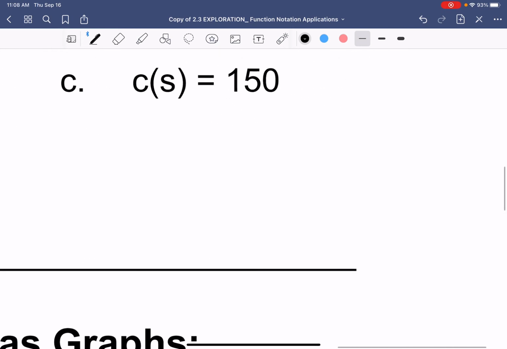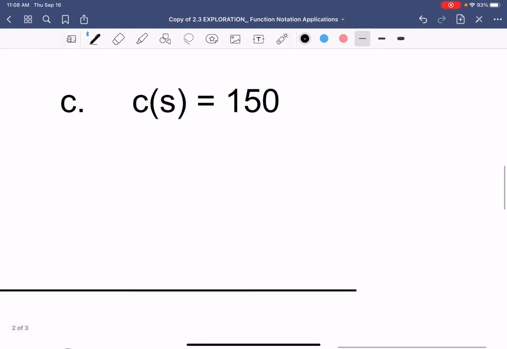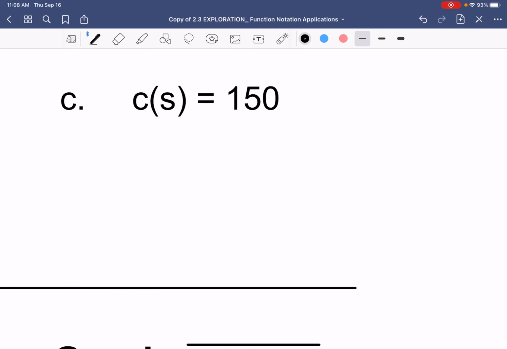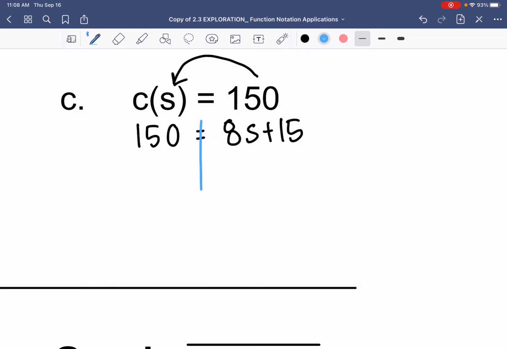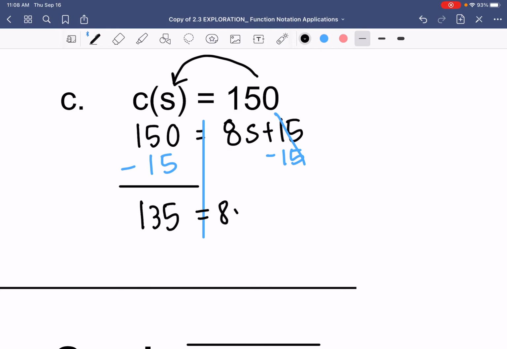And then we have C. I'm going to do C real quick because it's a little bit different, and I want to explain the answer and what that means. So we have C of S equals 150. Again, I'm replacing C of S with 150. So I have 150 equals 8S plus 15. I'm solving, so I subtract 15. I'm left with 135. 150 minus 15 is 135. And then divide by 8.